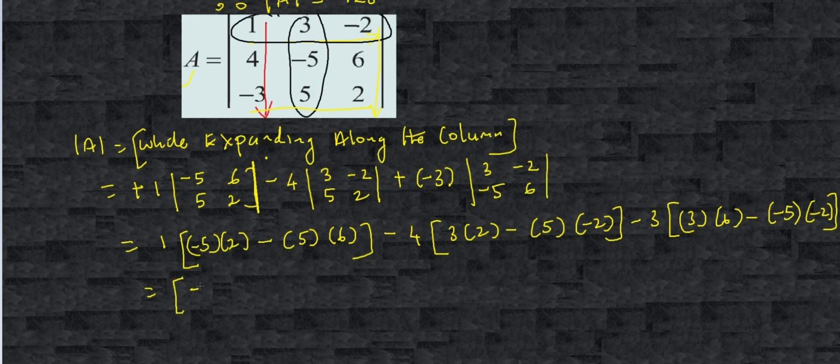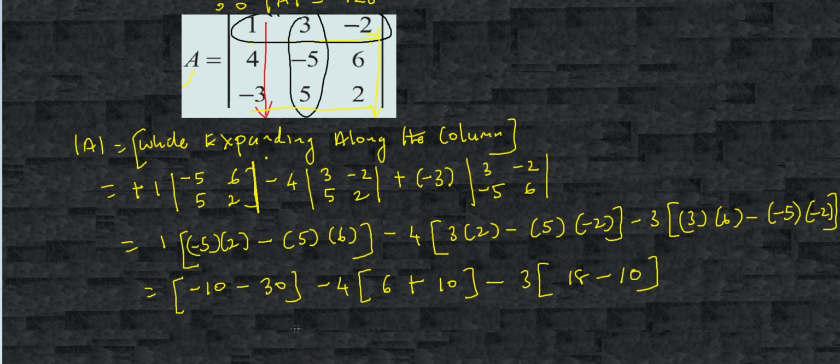So evaluating this, negative 5 times 2 would give me negative 10, followed by negative 30. So that is negative 40, that's fine. Negative 4 of 3 times 2 is 6, negative times negative is positive, 5 times 2 is 10. We have a negative 3 there, 3 times 6 is 18, negative times negative is positive, positive times negative gives negative, 2 times 5 is 10. Negative 4 of 6 added with 10 would give me 16. Negative 3 of 18 added with negative 10 would give me positive 8.